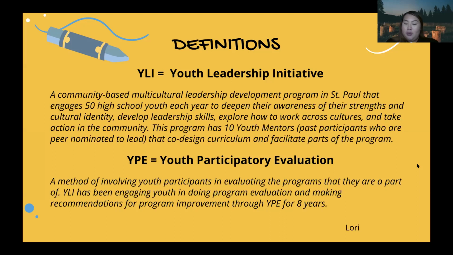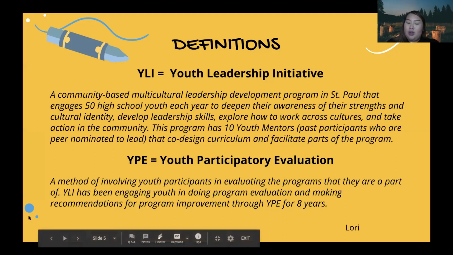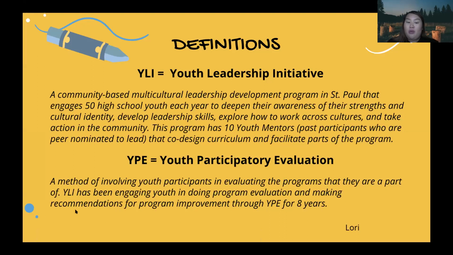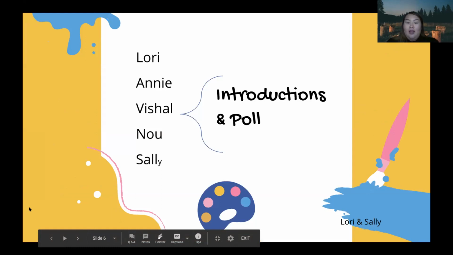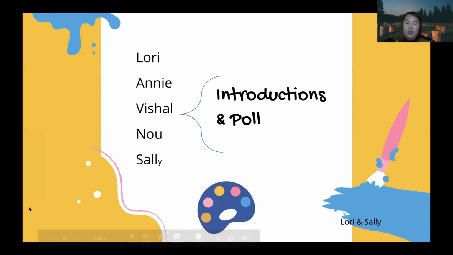YPE, which is Youth Participatory Evaluation. It is a method of involving youth participants in evaluating the programs that they are a part of. This is a thing that has been going on within YLI, engaging young people and doing program evaluation and doing recommendations for program improvement through YPE for 8 years.